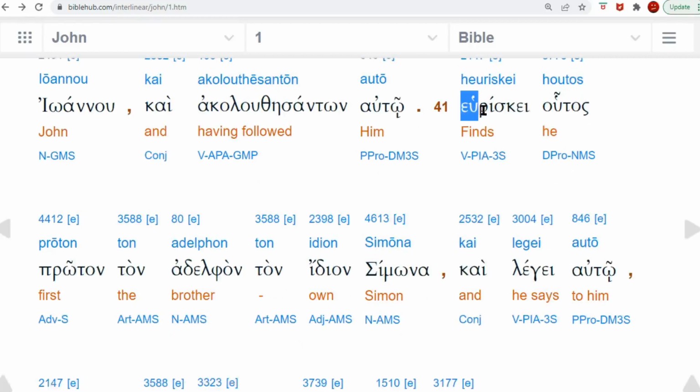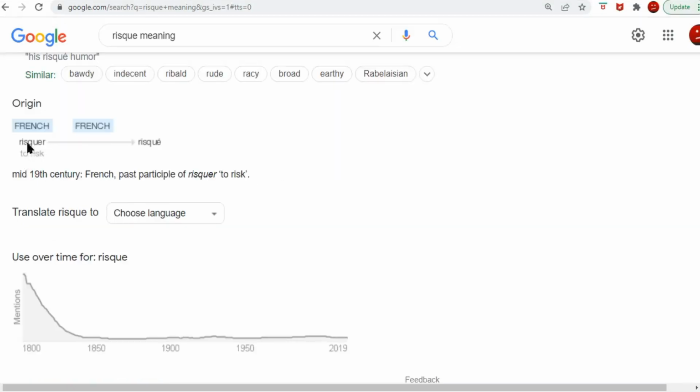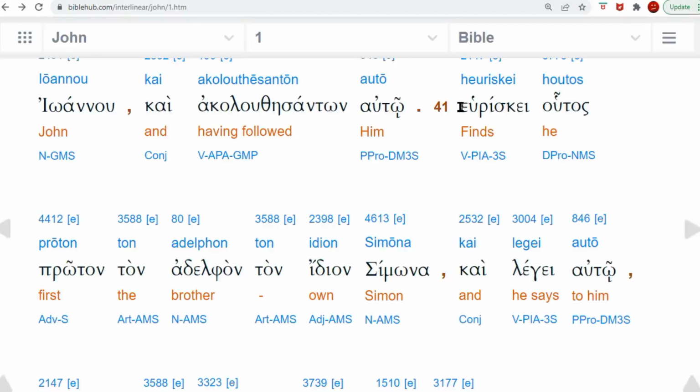And so it's who risk they. EY is they, same as in the Hebrew. EY is they. E is THE and a I is a Y. THEY, they. And so who, EU, risk, RISK, who risk they. Who risque. Risque, slightly indecent and liable to shock, especially by being sexually suggestive. Risk, the risker, to risk. Who risk they. Who risque.